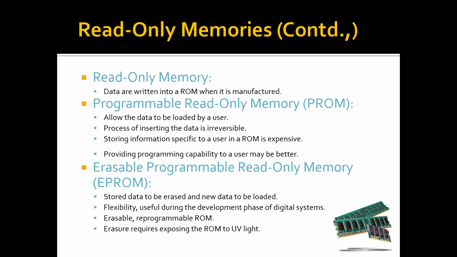Erasing requires exposing the ROM to ultraviolet light. We cannot do it by passing an electric current. Rather, ultraviolet light is required to rewrite the content. One more thing to remember: the chip has to be physically removed from the device and exposed to the ultraviolet light, and then it can be reprogrammed.